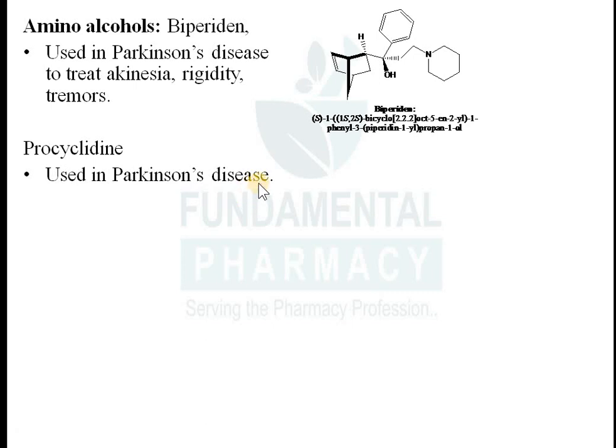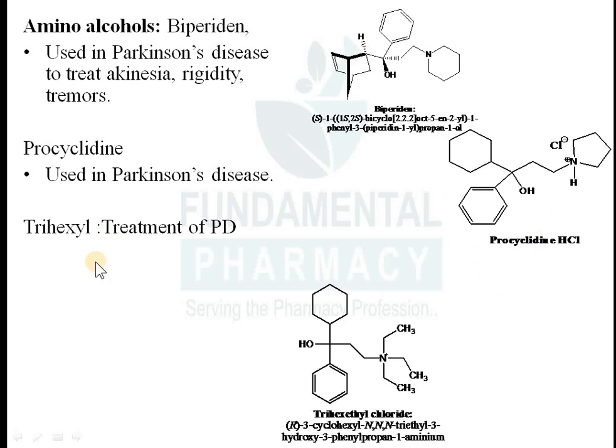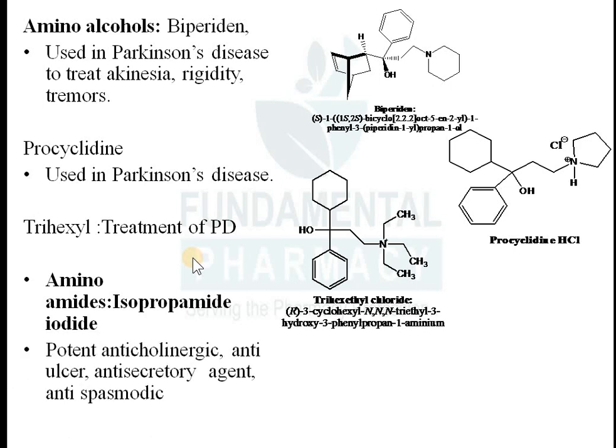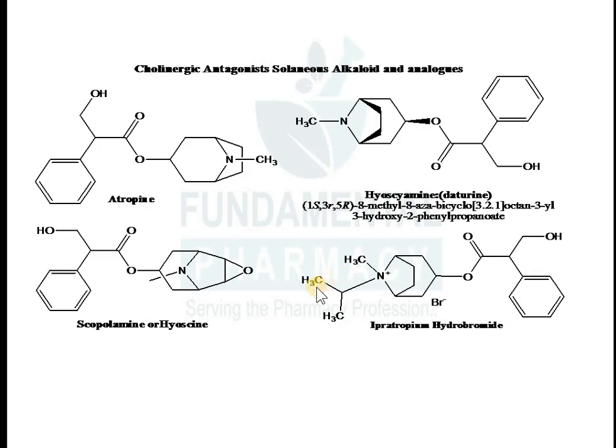It is also used in the treatment of Parkinson disease. Its structure is like this. Procyclidine. Triaxyl. It is also used in the Parkinson disease. Triaxyl ethyl chloride. Now last one is amino amides, like amino amide class, that is isopropamide. That is also potent anticholinergic, anti-ulcer drug, anti-secretory agent and anti-spasmodic. Structure is like this. Isopropamide.